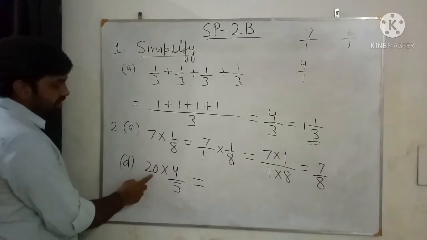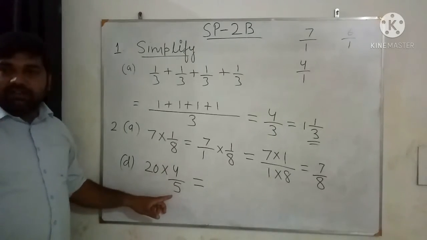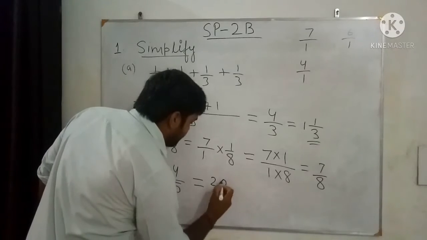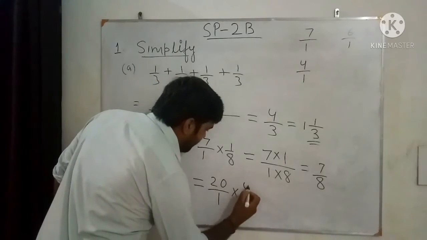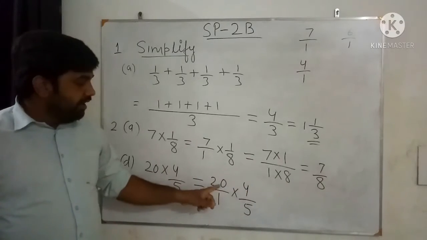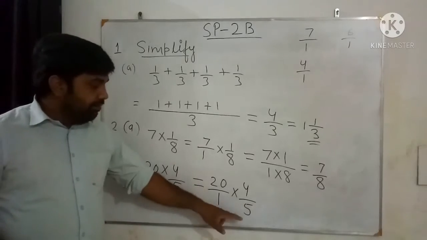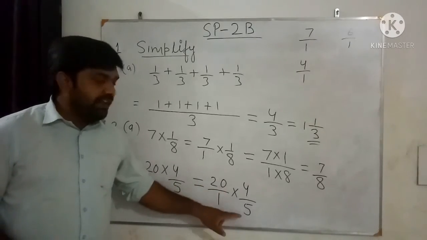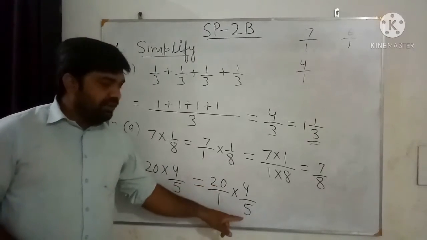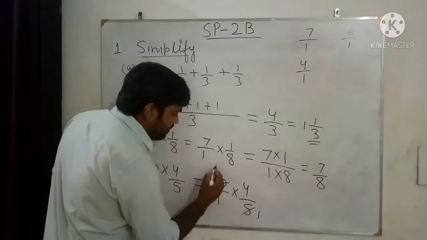You can see 20 is divisible by 5 and 5 is also divisible by 5. Now 20 and 5 both have a common factor 5. So what do we do? We divide. So this can also be written as 20 by 1 multiply 4 by 5. The numerator will be multiplied with the numerator, but numerator and denominator can divide each other. Here 20 is a numerator and 5 is a denominator, and both 20 and 5 have a common factor 5. In the table of 5, 20 comes 4 times, and 5 also comes. So how do we do it? We divide: 5 ones are 5 and 5 fours are 20.